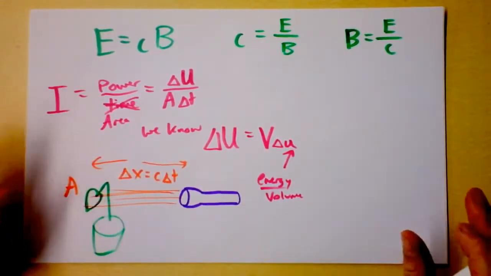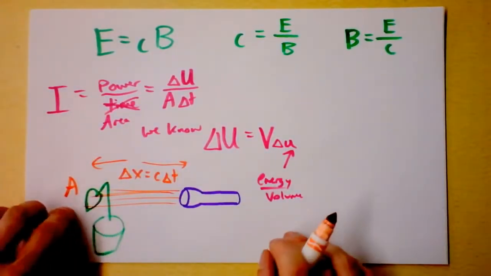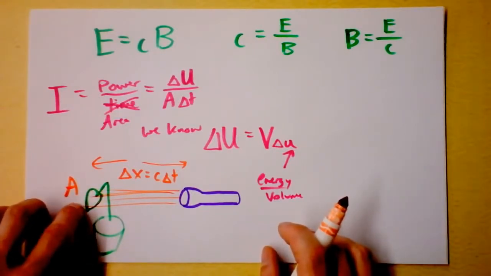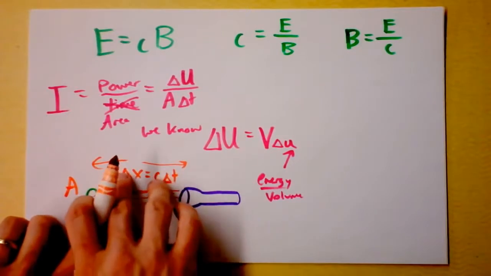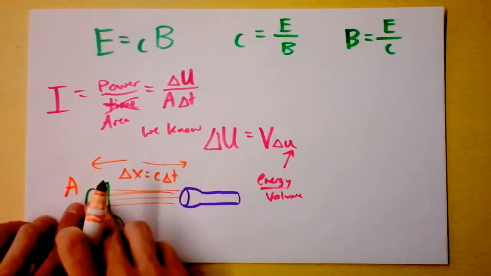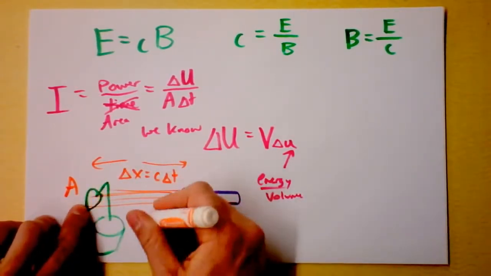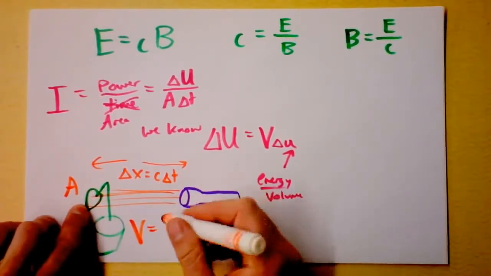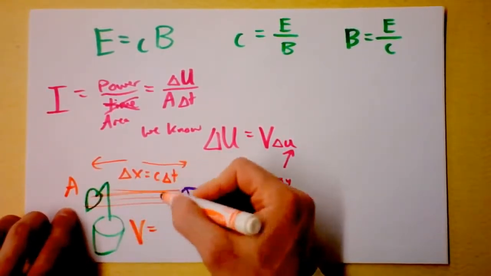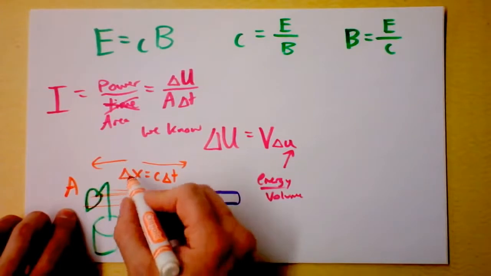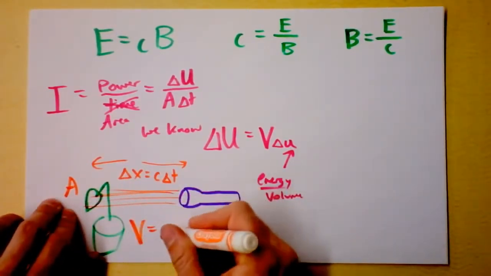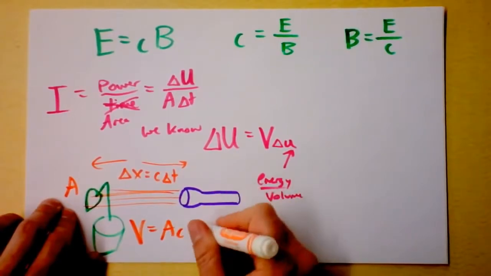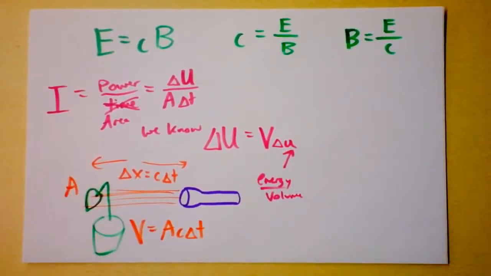Probably do it in a circle, make it a little bit easier for our electric torch, but let's say that we can shine a light on here, and I'm interested in the volume of energy that is going to be hitting the leaf in some amount of time. The volume of energy is simply the area of this column of light times the distance that that light travels in some amount of time. So the volume in that amount of time is simply A c delta t.